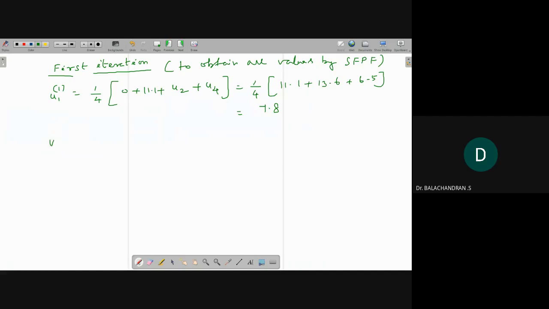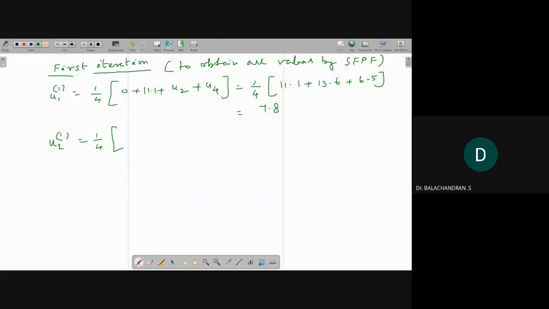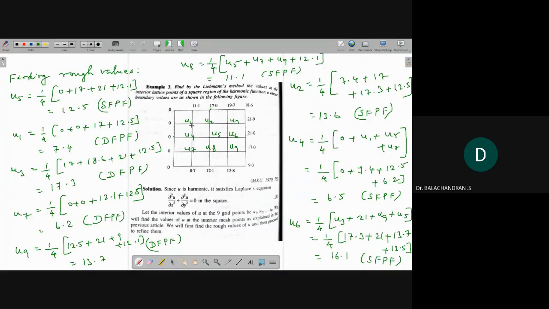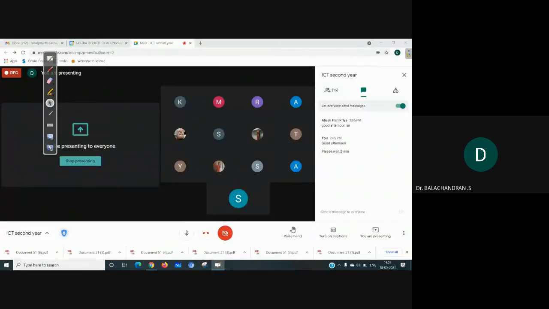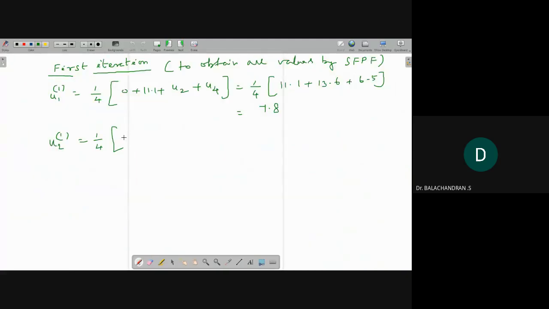So now similarly, U2 power 1. U2 power 1 is 1 by 4, U1 plus 17 plus U3 plus U5. So any one of them tell. Totally how many students are here? 15 students. For each one, for U2, somebody will tell the values, and U3 you can tell. Please tell. You can start.